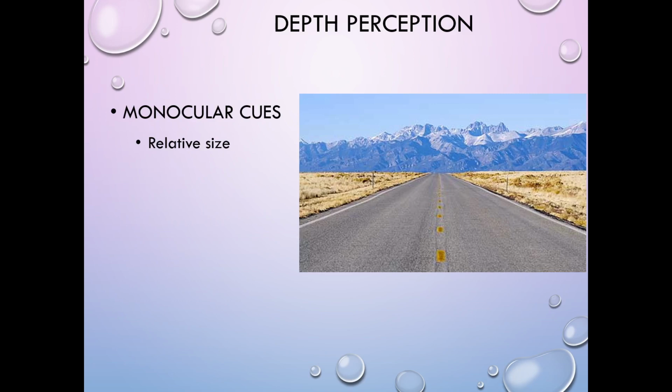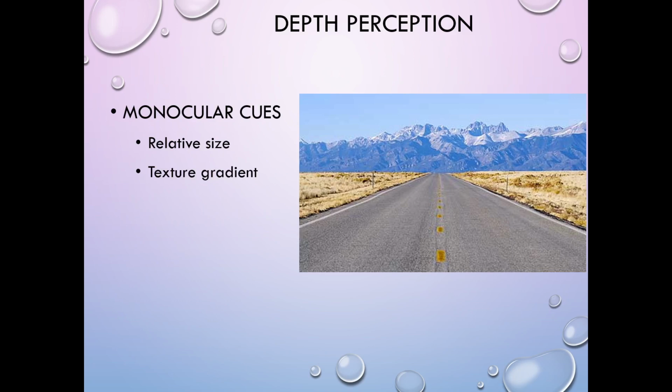Look at the dots, or the lines, in the center of the road. See how big they are at the closest one, and then see how they seem to get smaller as they go off into the distance. That's what we call relative size. And it's true for all the objects in the picture. The things that are closer to us look bigger. The things that are farther away look smaller.